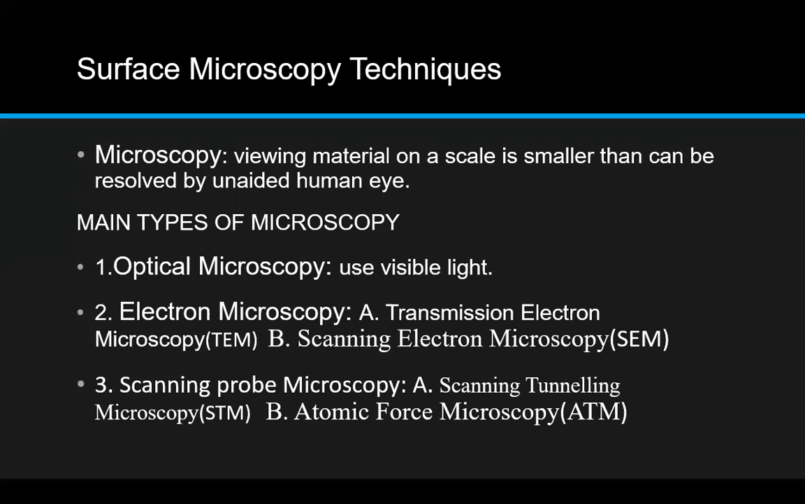There are three main types of microscopy: optical microscopy, electron microscopy, and scanning probe microscopy. Optical microscopy uses visible light only. Electron microscopy has two main types: transmission electron microscopy and scanning electron microscopy. The third, scanning probe microscopy, also has two main types: scanning tunneling microscopy and atomic force microscopy.